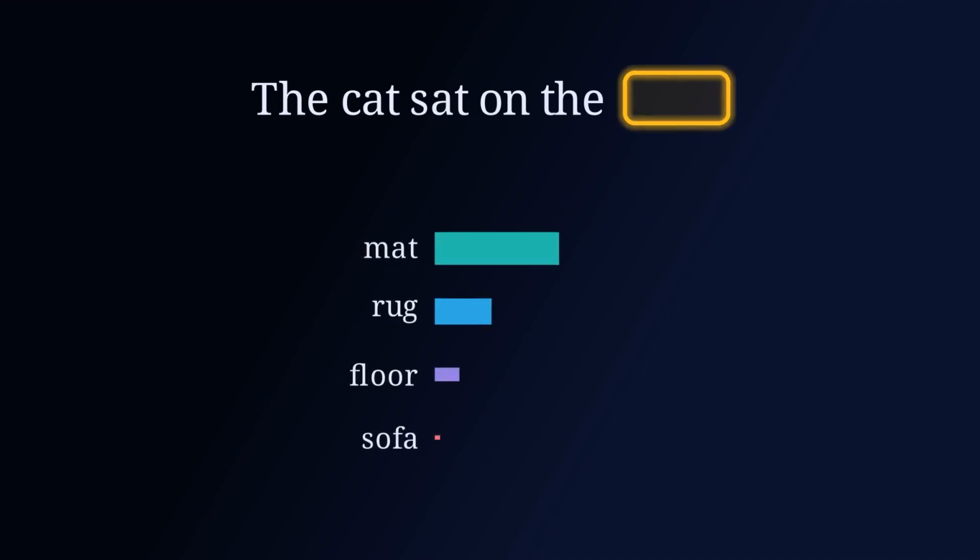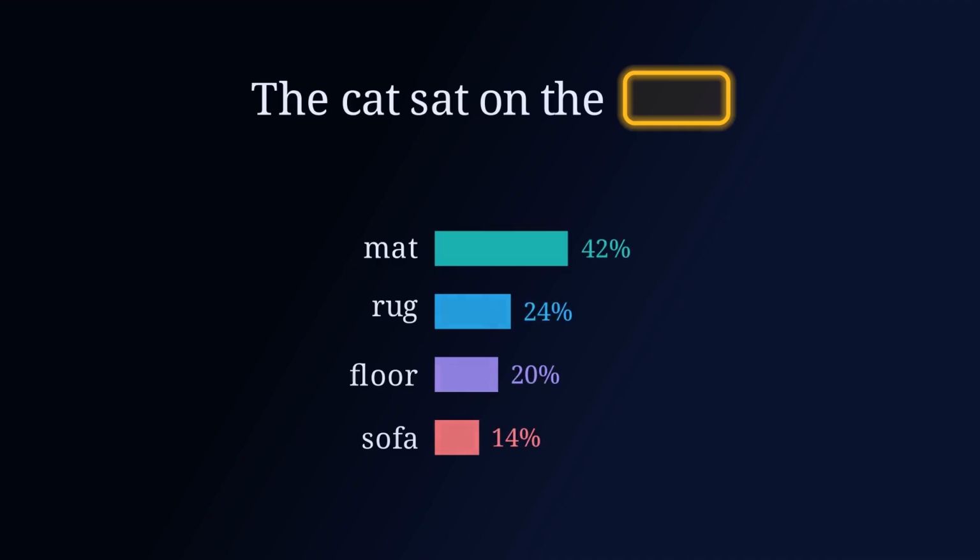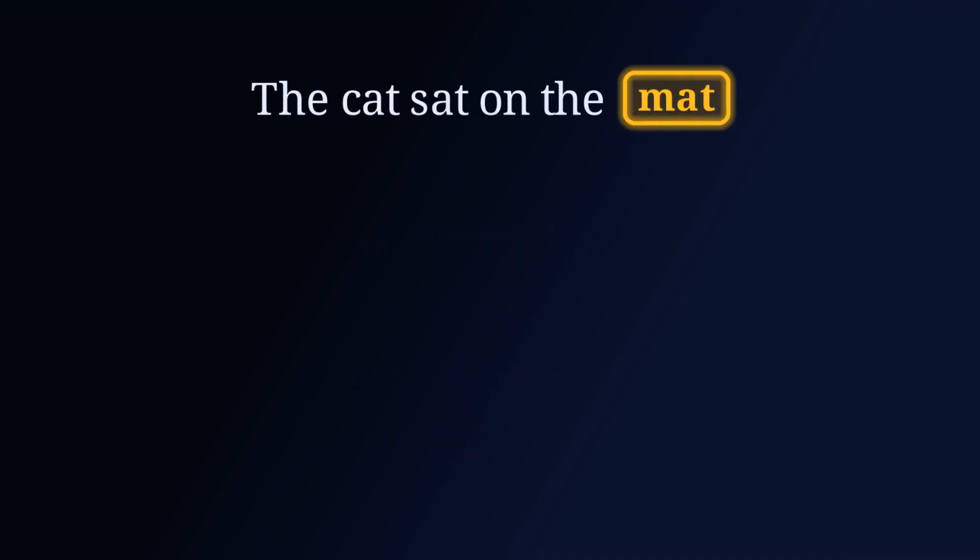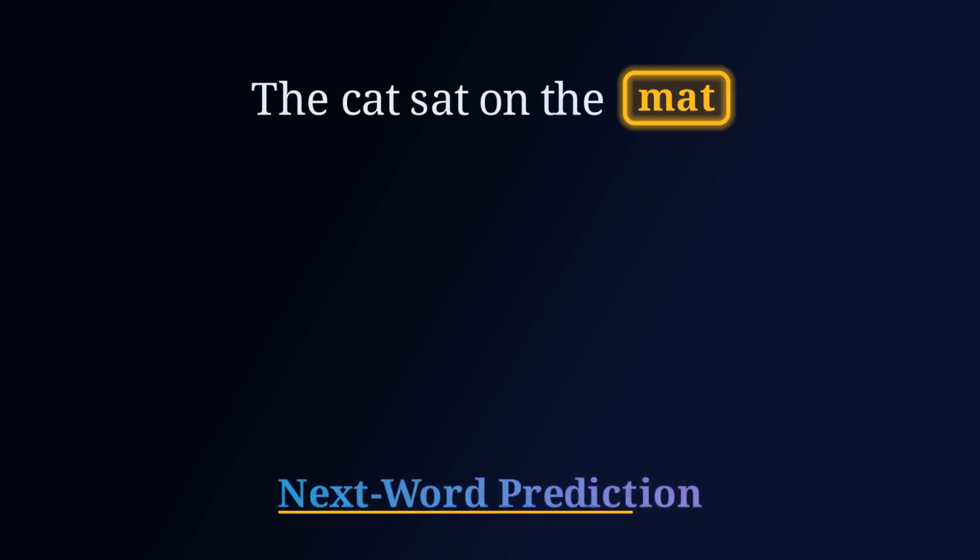The cat sat on the what? A language model has to guess the next word. It scores every possible word and ranks them by probability. The word mat wins with the highest probability. Drop it in, and the sentence completes itself. That's next word prediction, the engine behind every language model.